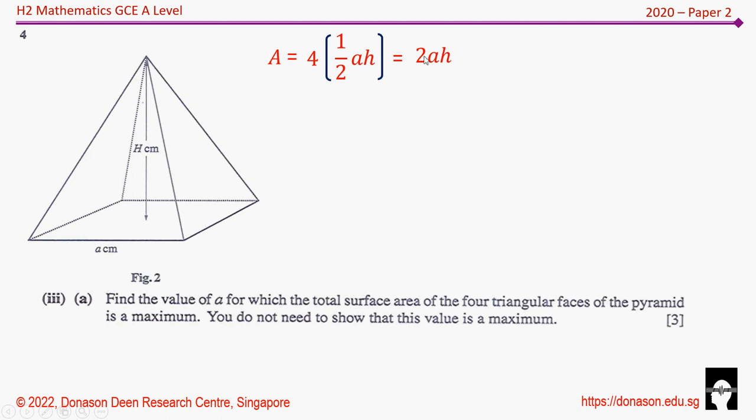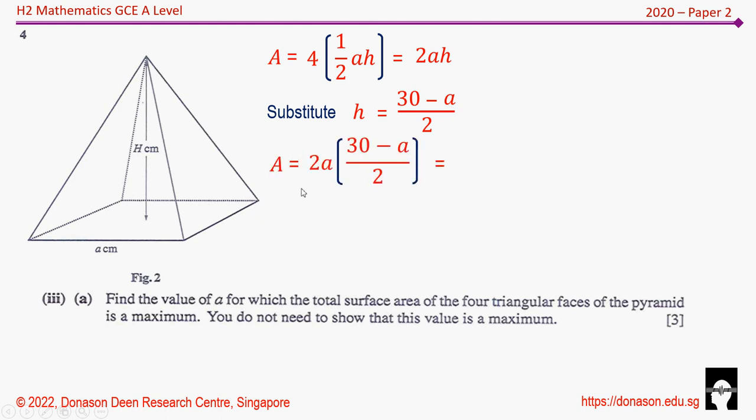So if you cancel the 4 and the 2, you're going to end up getting 2Ah. So that should be the sum of the area of the four triangular faces. So what we are going to do is substitute the h. From the first part we already expressed h in terms of A. So h was, if you recall, 30 minus A over 2. So I'm writing the A, and the small h I'm replacing in terms of A. So I get A times 30 minus A over 2, and we can cancel the 2 and the 2, and just multiply the 30 with the A. So you're going to get 30A minus A squared as the value of the area.